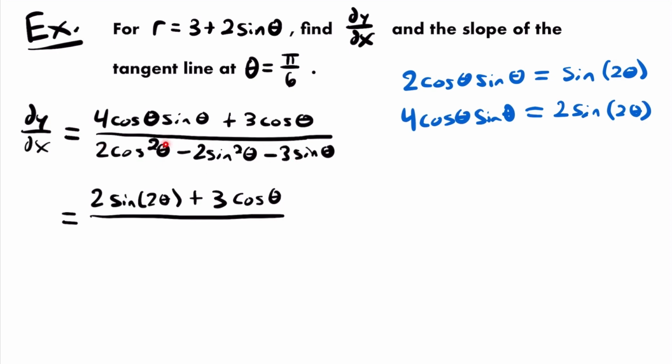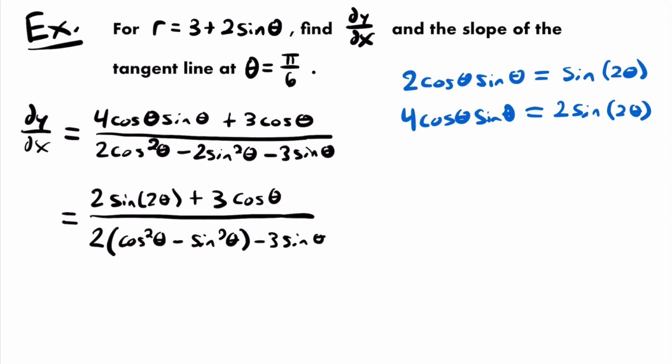And now we can simplify this by using an identity as well. But first, if we pull out this 2 out of both of these terms, we'll have 2 times cosine squared theta minus sine squared theta, and then minus 3 sine theta, right? Both of these terms had a common factor of 2, so I pulled that out, and now we have 2 times cosine squared theta minus sine squared theta.